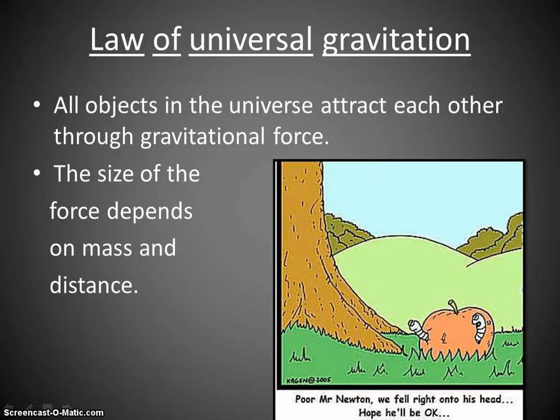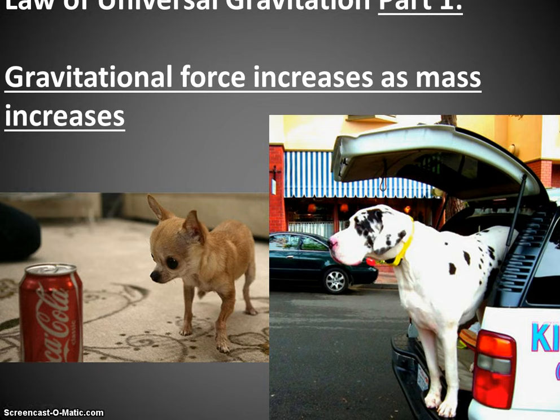So let's talk again about the universal gravitation law. Once again, all objects in the universe, that's anywhere, on Earth, we're in the universe, or anywhere out in space in the rest of the universe, they all attract each other. And the size of that force depends on two things. It depends on the mass of the objects that are in attraction, and it depends on the distance away from each other.